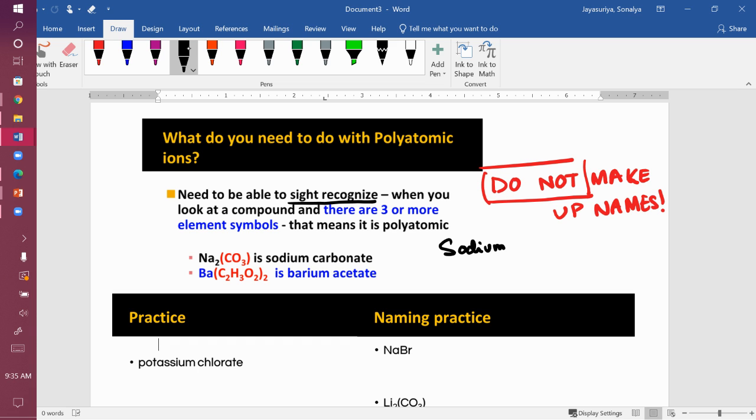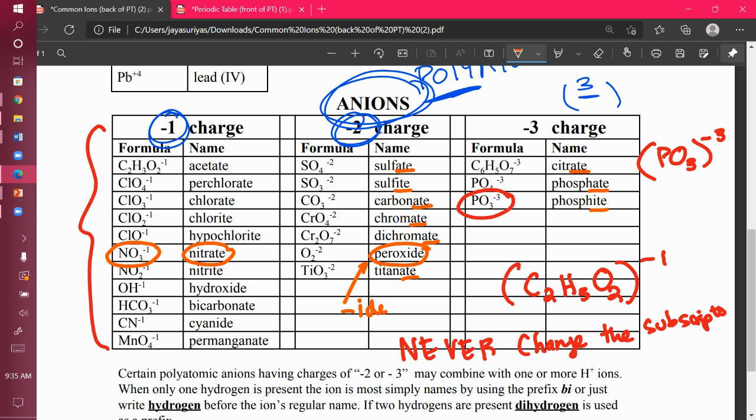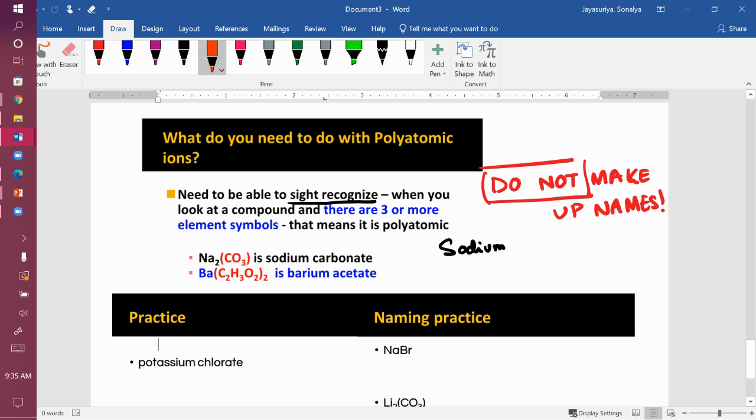Then your eyes should see, oh look, this compound has parentheses. Your brain should tell you, oh, parentheses equals polyatomic ion. Let me check the back of my periodic table. You flip to the back, you find CO3. You look through your entire list of ions. It'll be easier the more you get used to it. And you see, oh, look, CO3 with a -2 charge. The name of that ion is carbonate. So all you have to write is, okay, this compound is sodium carbonate.